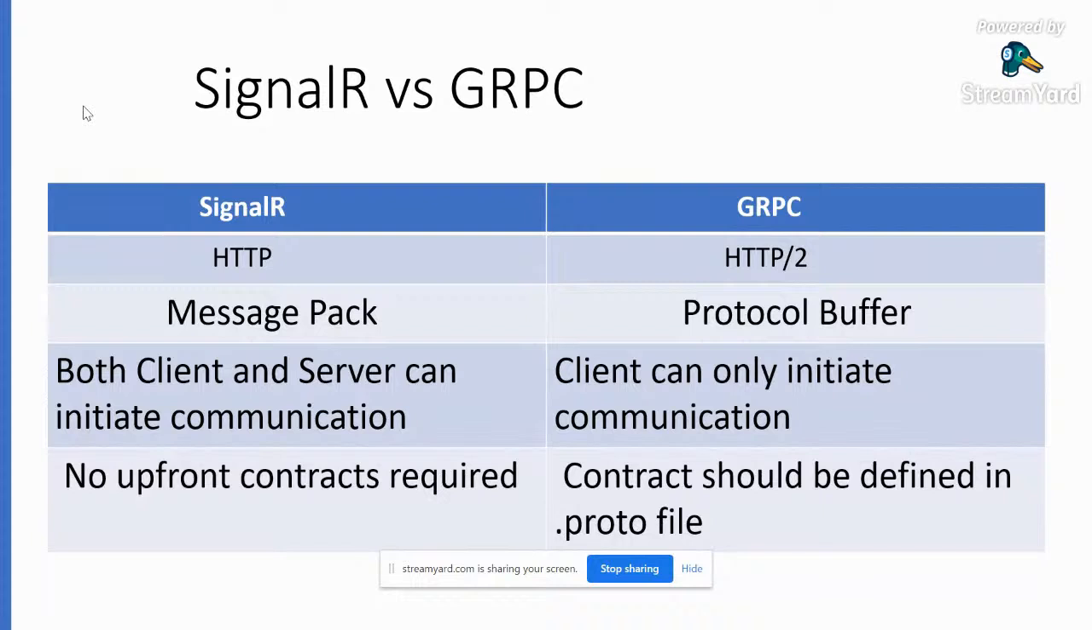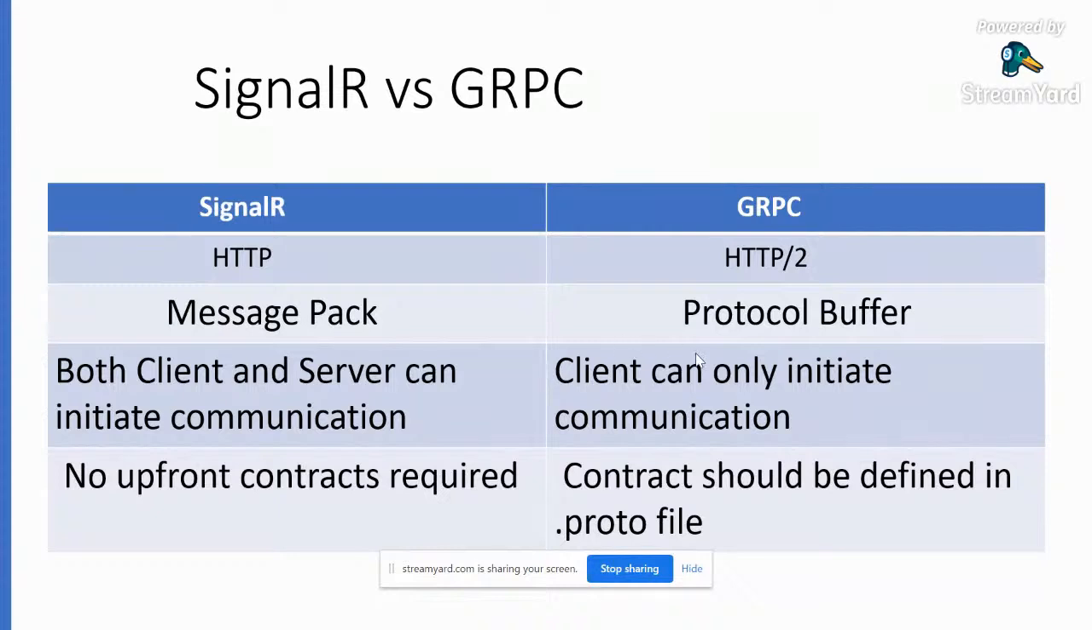So moving on to Signalr versus gRPC, since in this forum gRPC is more spoken about, I thought of differentiating between these two services as well: when to use Signalr and when to use gRPC. So Signalr is a pure HTTP based communication. As we all know, gRPC is an HTTP2 based communication, and Signalr uses the message pack approach, and in gRPC a protocol buffer approach is used.